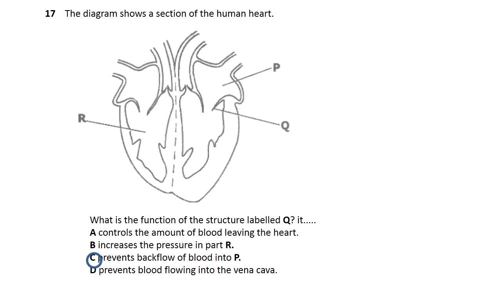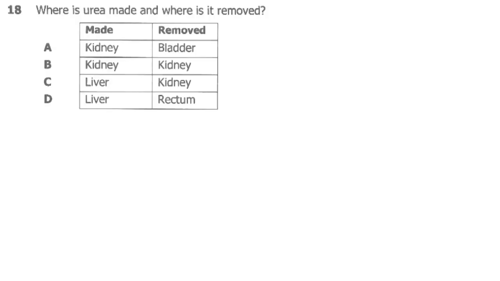Question number 18. Where is urea made and where is it removed? A, kidney, bladder. B, it is made in the kidney and removed in the kidney. C, liver, kidney. D, liver, rectum. So urea is actually made in the liver and it is removed in the kidney by ultrafiltration.